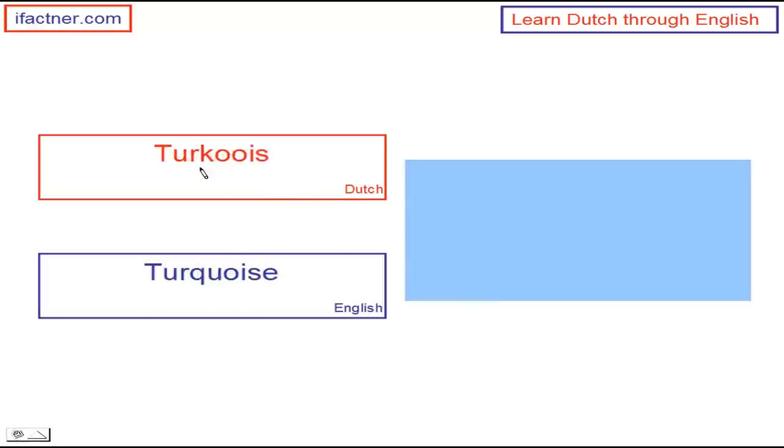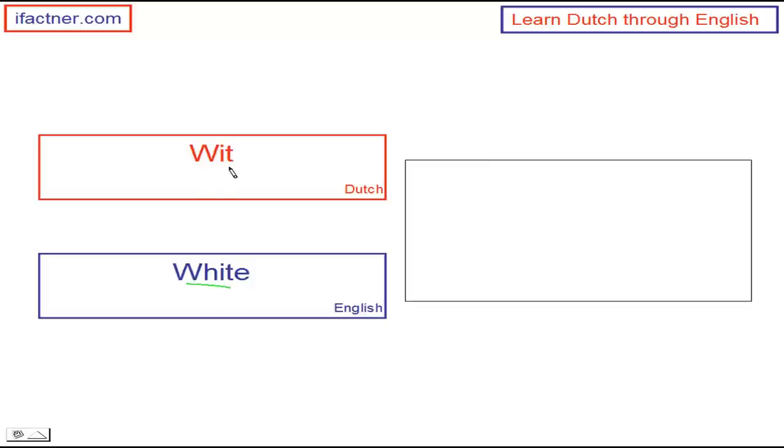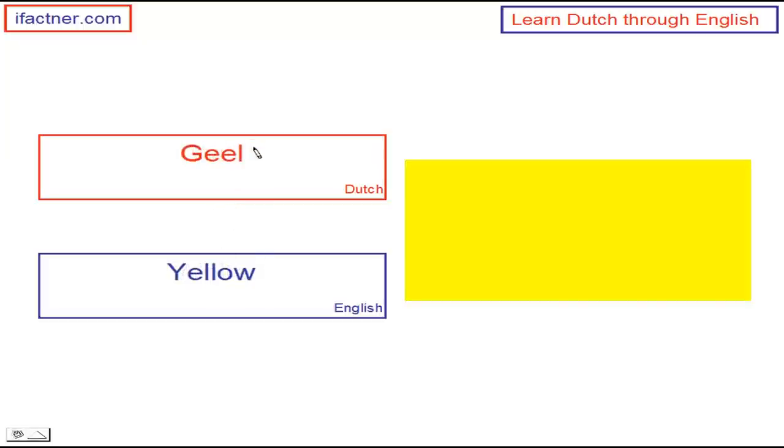Turquoise is turquoise, T-U-R-K-O-O-E-S, turquoise. White is wit, V-E-T, wit. Yellow, geel, G-E-E-L, geel.